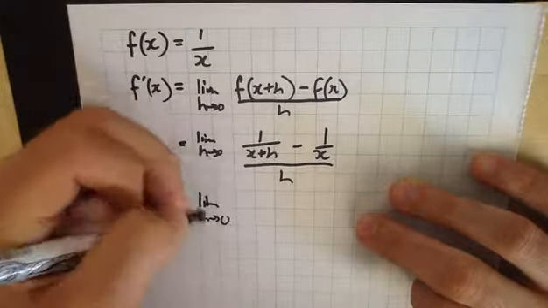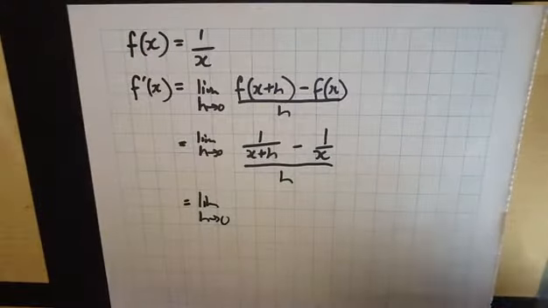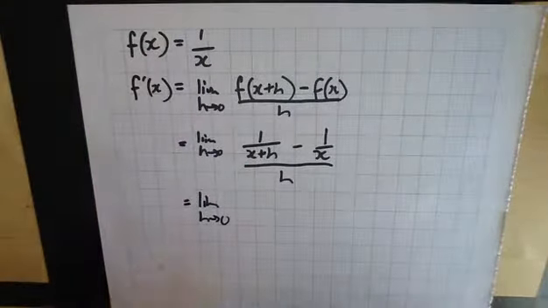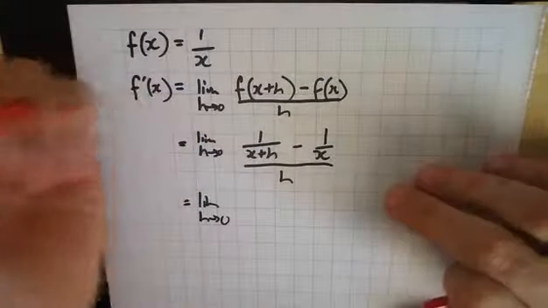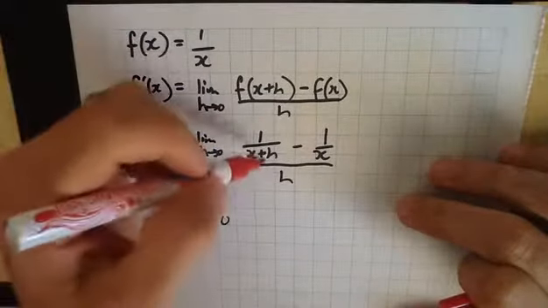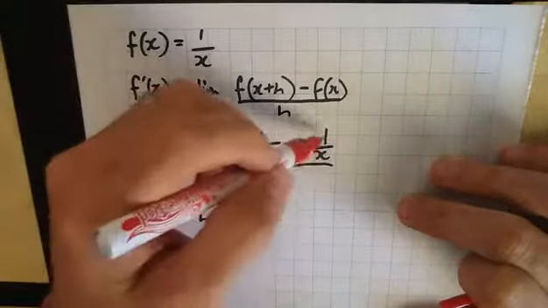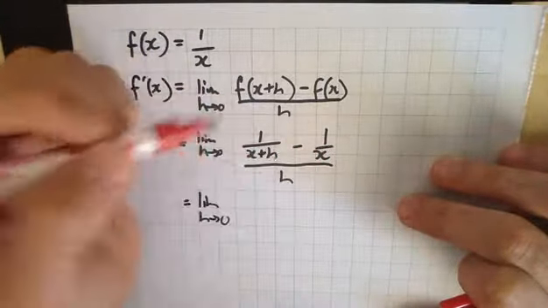Okay, so how do I do this here? Well, to subtract two functions, they have to have the same denominator, don't they? So how do I make these have a common denominator? Well, I'm going to get this fraction here and multiply top and bottom by this denominator. This fraction here, multiply top and bottom by this denominator.